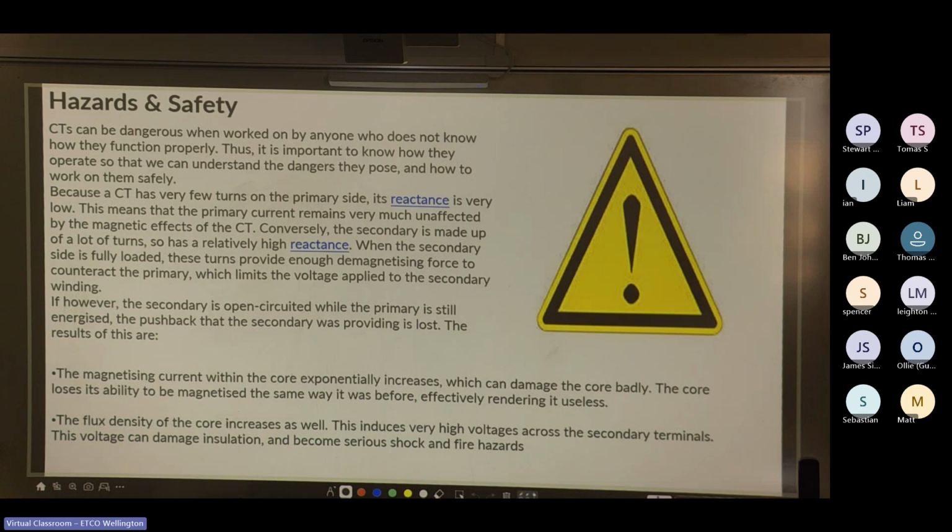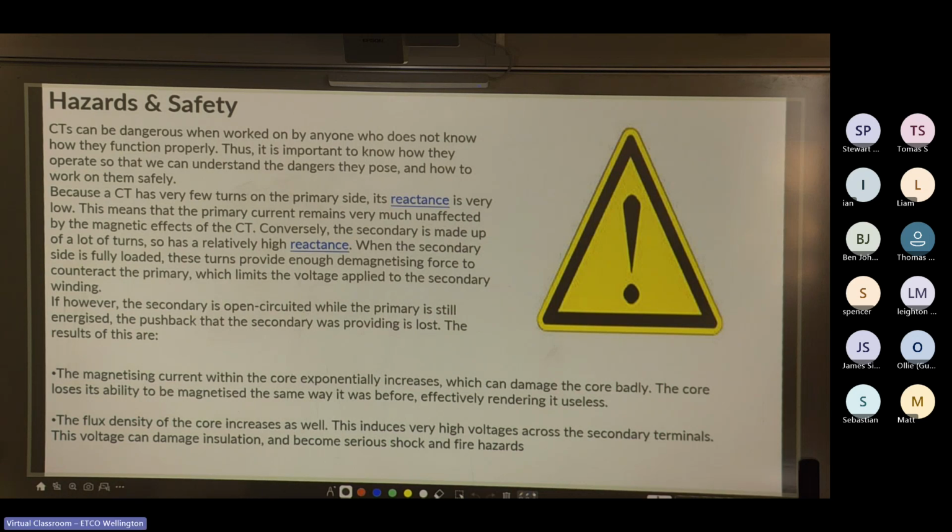This means that the primary current remains very much unaffected by the magnetic effects of the CT. Conversely, the secondary is made up of a lot of turns, so has a relatively high reactance. When the secondary side is fully loaded, these turns provide enough demagnetizing force to counteract the primary, which limits the voltage applied to the secondary winding. If, however, the secondary is open-circuited while the primary is still energized, the pushback that the secondary was providing is lost. The results are this.